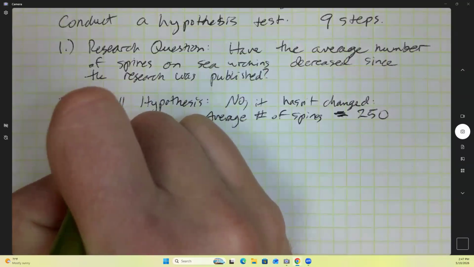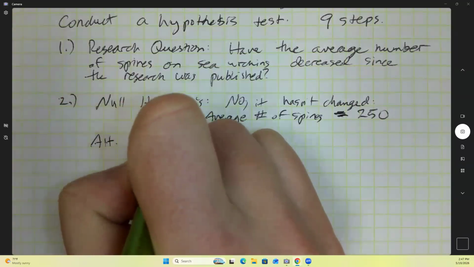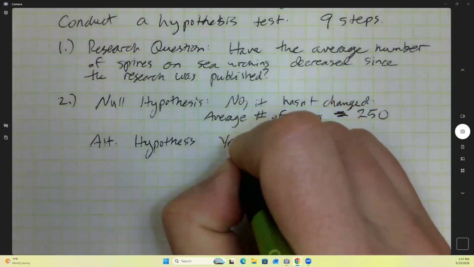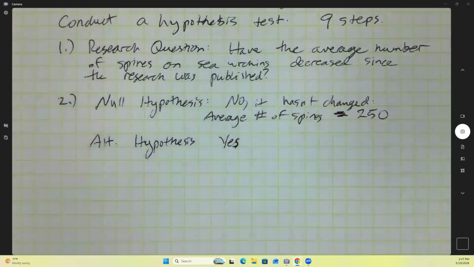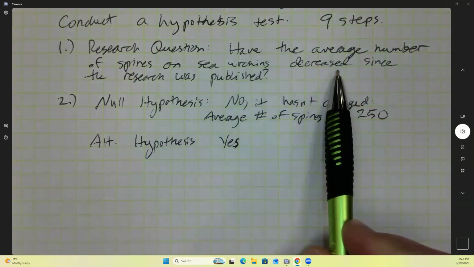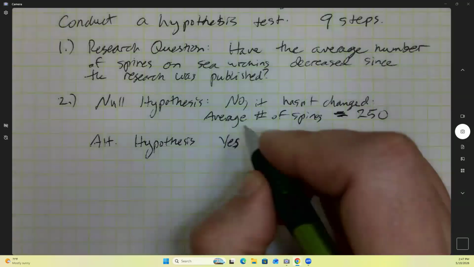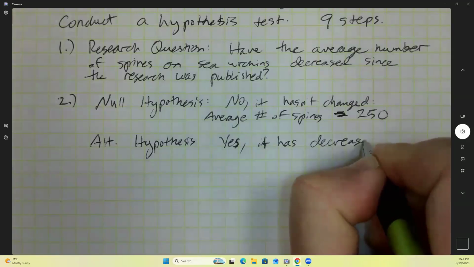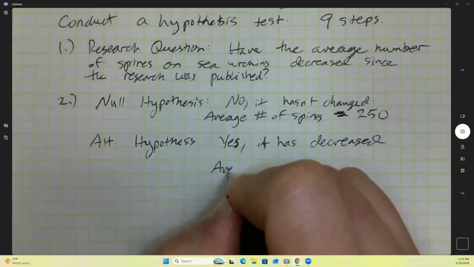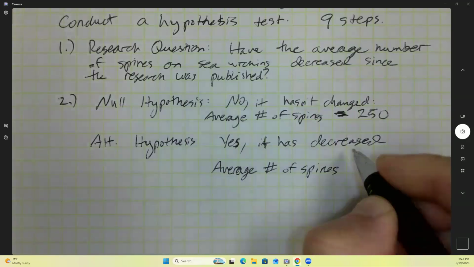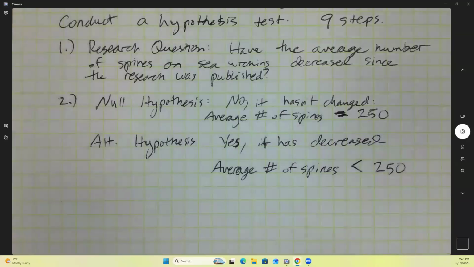And what would be the interesting answer? Yes, it has decreased, because now we get to ask the cool question, which is why? Alternative. Oh, and let's look really carefully at Francis's question. The question was, has it decreased? I'm not just asking, is this different, but actually, has it decreased? So the answer would be yes, it has decreased. So if I wanted to put that mathematically, I would say the average number of spines is now less than 250.